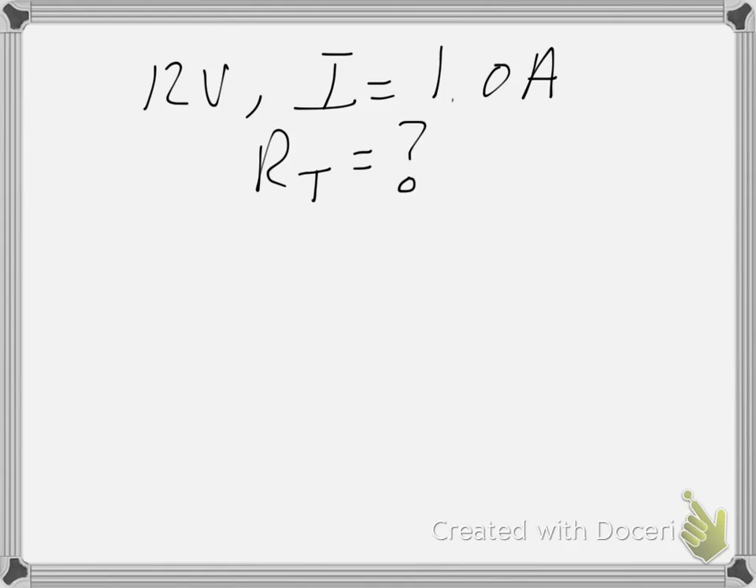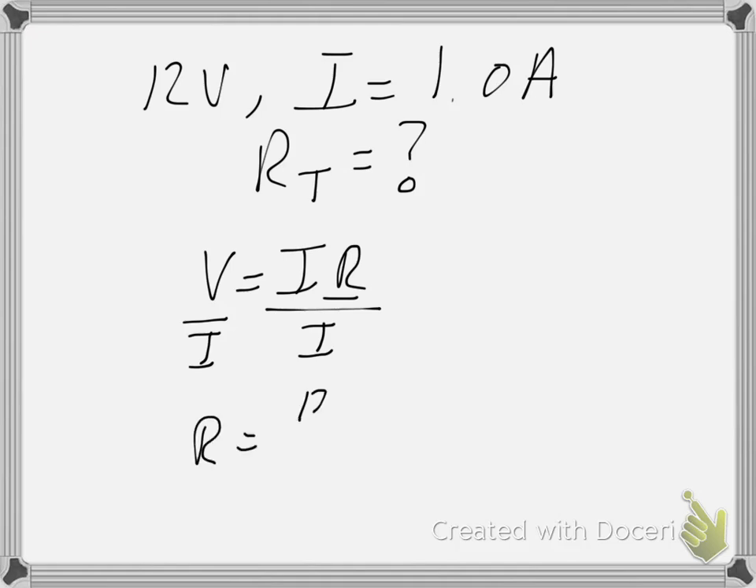Well, we can find it from Ohm's law, V equals IR. And to solve for R, I just divide both sides by I. And R is going to equal 12 volts divided by 1.0 amps. And that gives me a total effective resistance of 12 ohms. Alright. And we want to verify the formula, 1 over RT equals 1 over R1 plus 1 over R2, and show that for our case, the total resistance is also 12 ohms. We want to show that these two analyses agree, one using Ohm's law and one using our resistance formula.